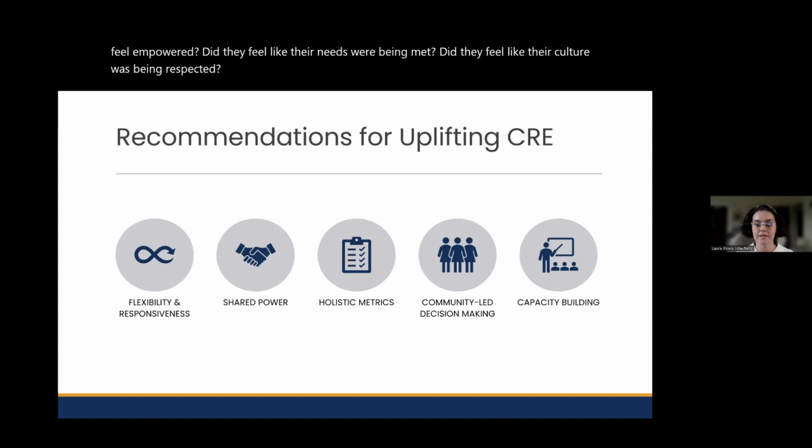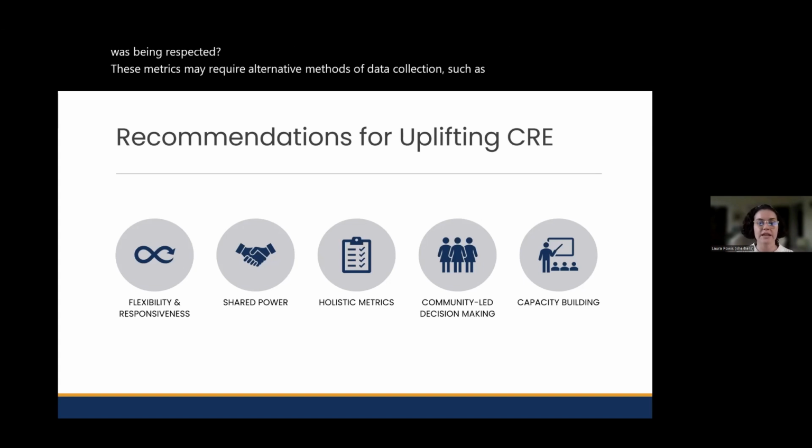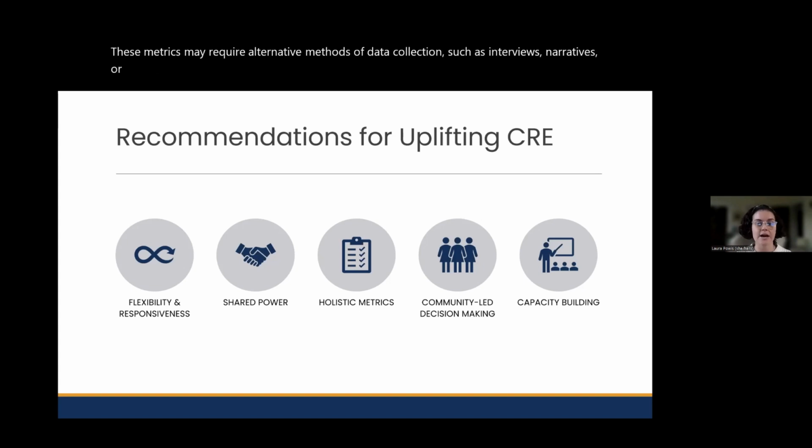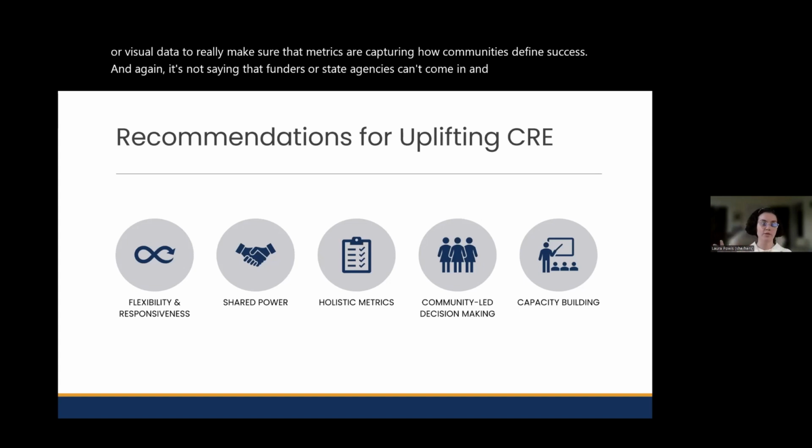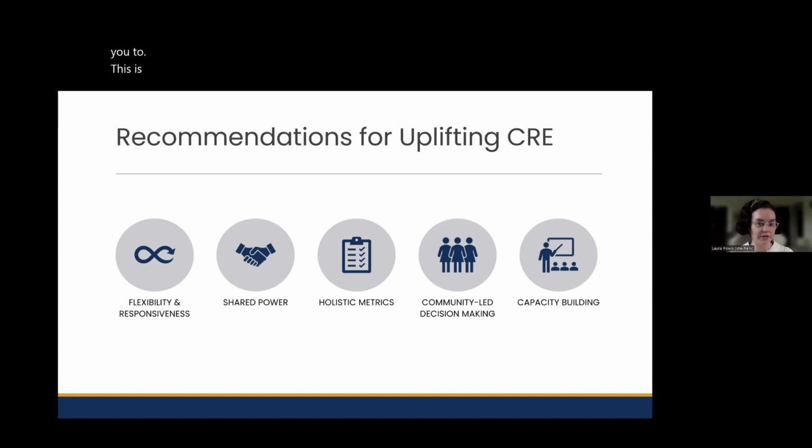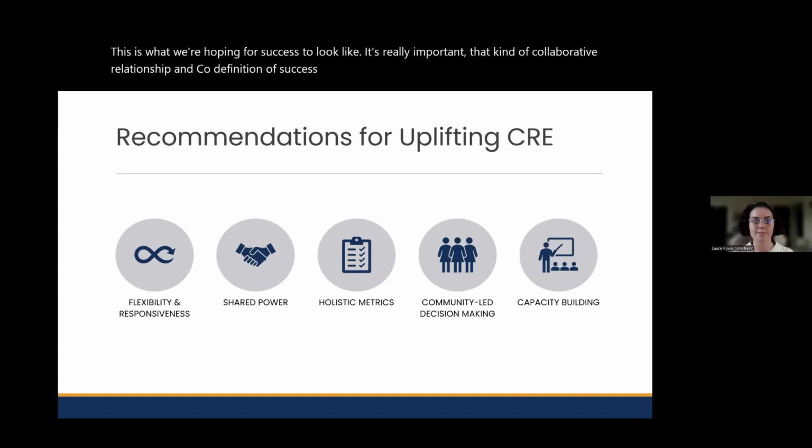These metrics may require alternative methods of data collection, such as interviews, narratives, or visual data, to really make sure that metrics are capturing how communities define success. And again, it's not saying that funders or state agencies can't come in and say, this is what we're hoping for success to look like. It's really important to have that collaborative relationship and co-definition of success with community. And that also gets back to that power sharing and that flexibility.